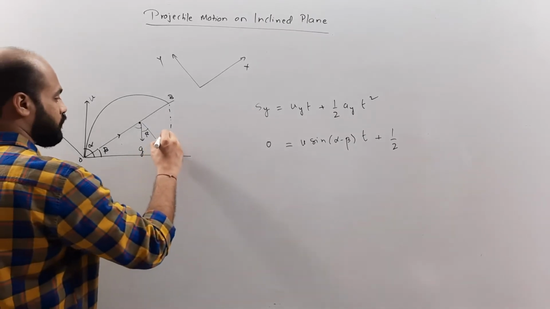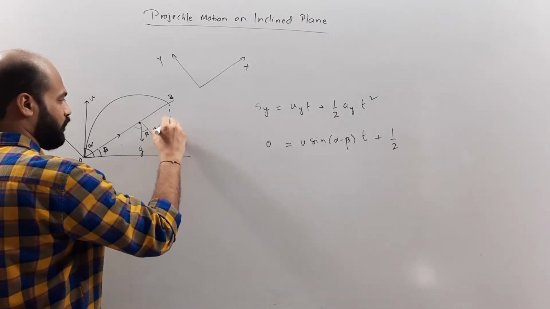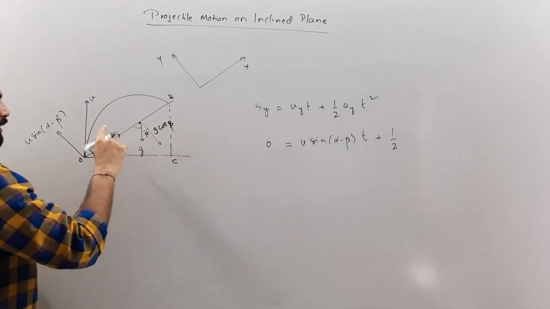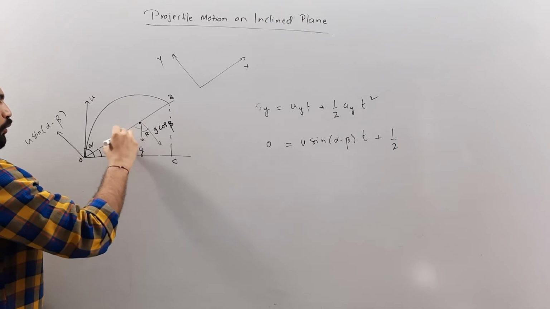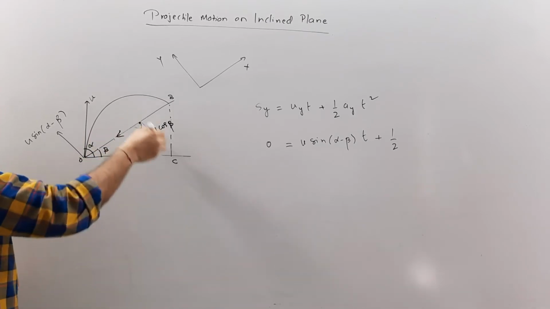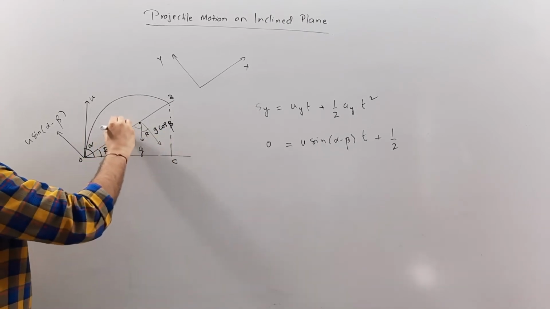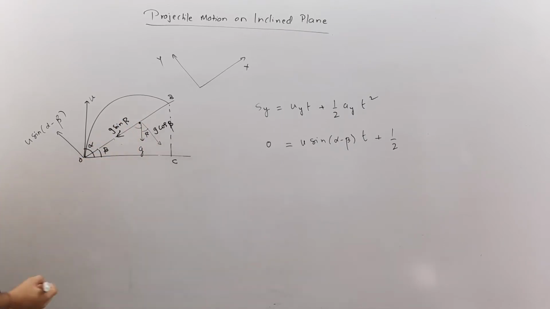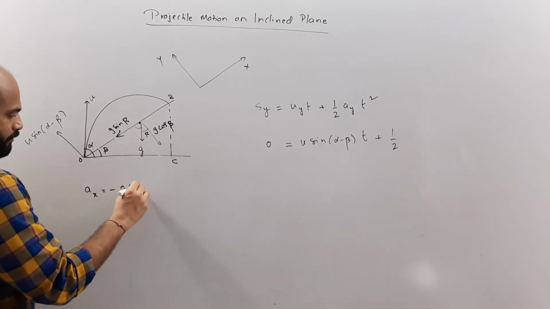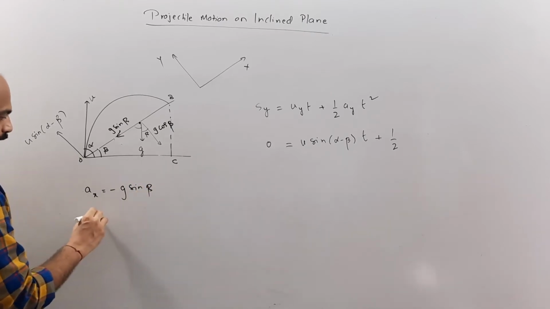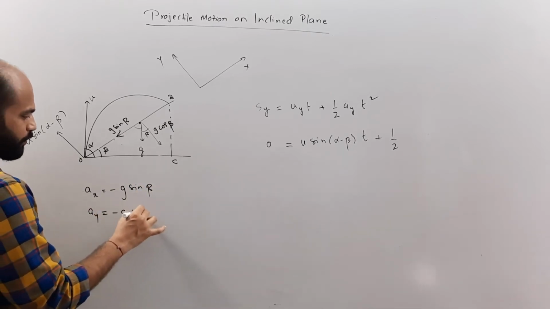So for sure we can write this is g cos beta, and the component of g that is going towards here, so this is the perpendicular component, this component is going to be g sin beta. So we can write ax is minus g sin beta and ay is minus g cos beta.